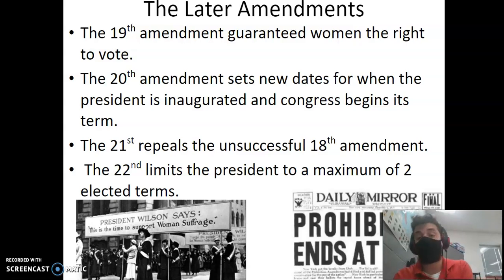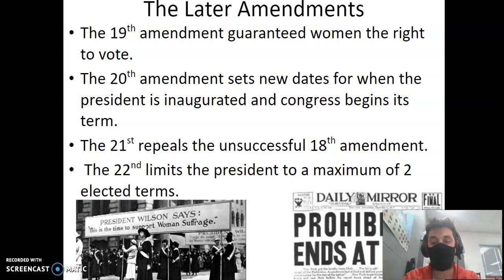The 20th Amendment sets new dates for when the president is inaugurated and Congress begins its term. It used to be in March, but they moved it to January. Long story short, it doesn't take people as long to travel to Washington, D.C., nor do they have to close up the farm anymore, so they just don't need as much time.